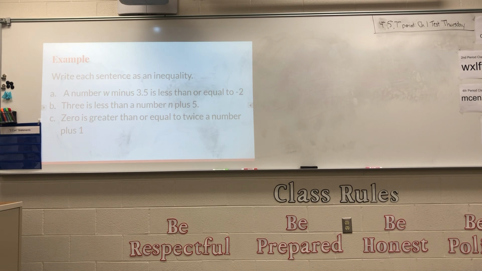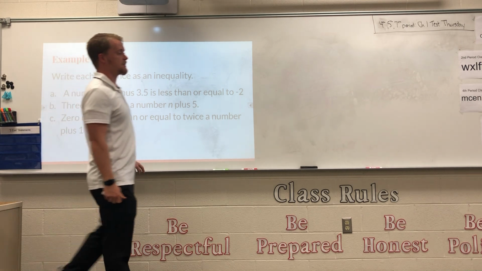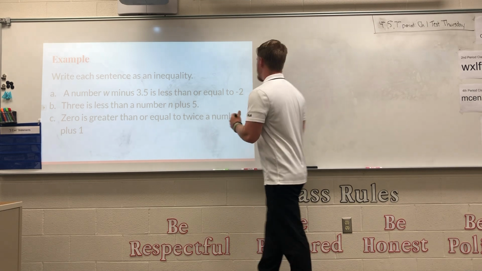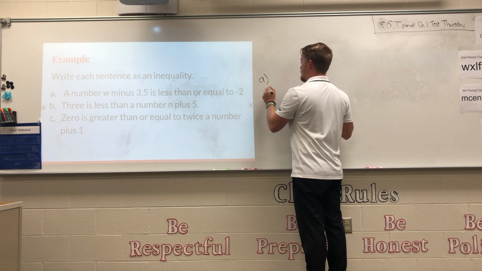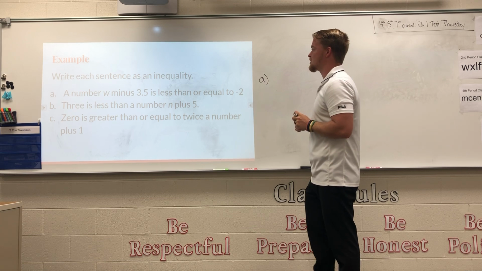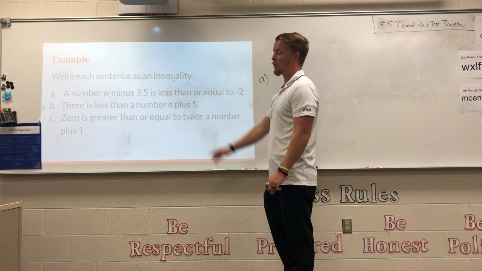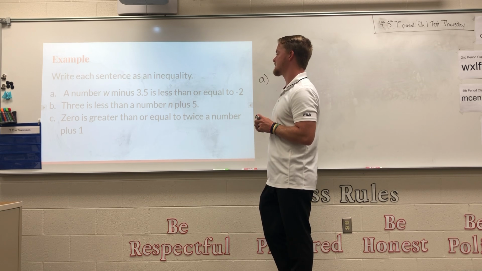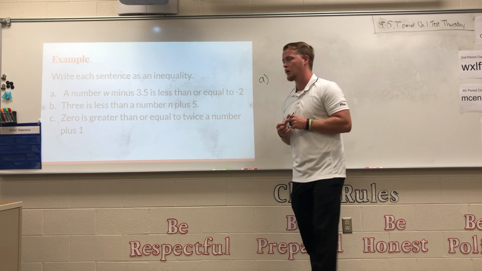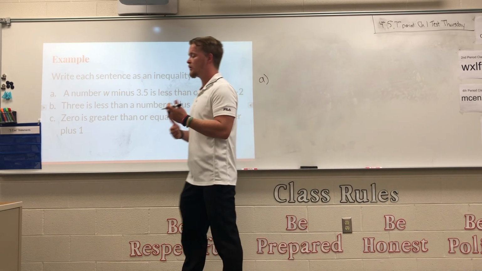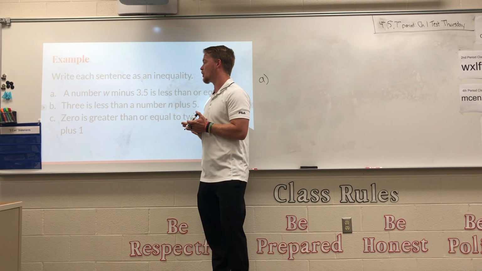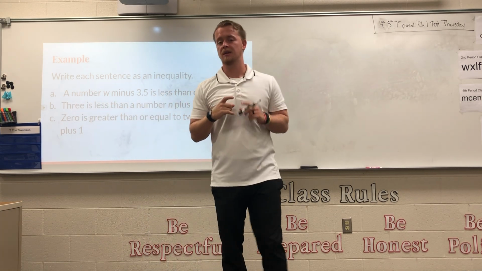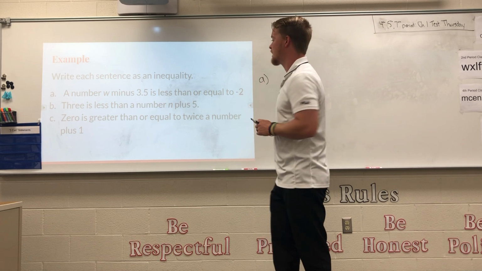So let's get into some examples that you might see to start. Like I said, you might be given sentences and be asked to make those into inequality sentences. So the directions say write each sentence as an inequality. So part A, it says a number W minus 3.5 is less than or equal to -2. So the first 3 words, whenever you have problems like this, you just need to take it part by part. So first part says a number W. So we don't know what that number is, and they tell us that they want it represented by W. So that's what I'm going to do.